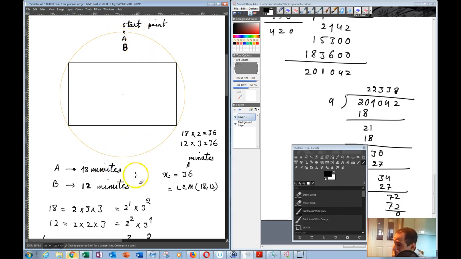So that's basically another application of LCM and HCF.